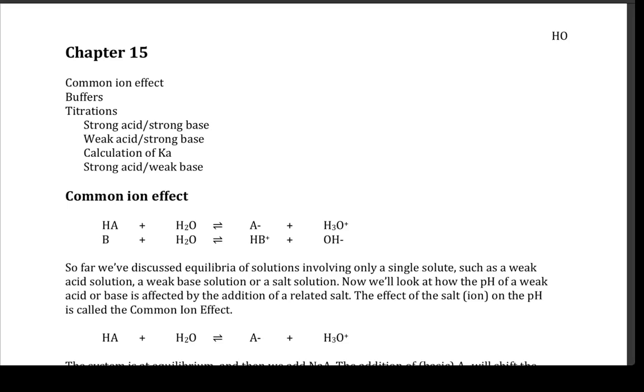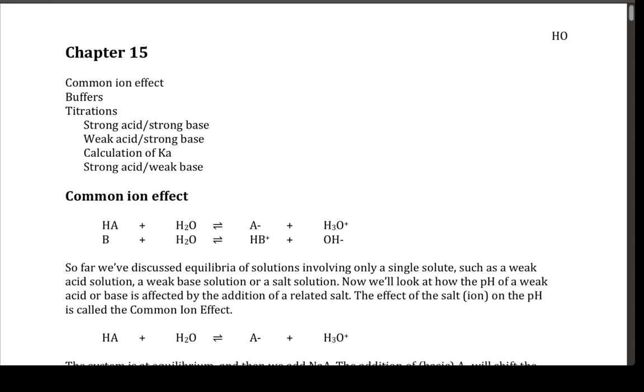Chapter 15. This chapter is titled Acid-Base Equilibria. Our outline is common ion effect, buffers, titrations, where we will consider strong acid, strong base titrations, weak acid, strong base titrations. We will do a calculation of Ka and do a strong acid, weak base titration.